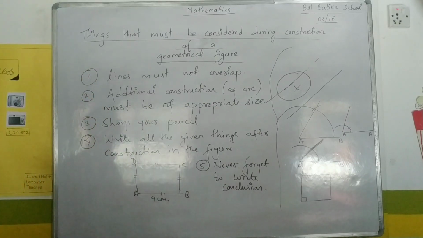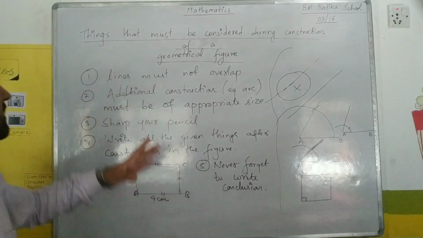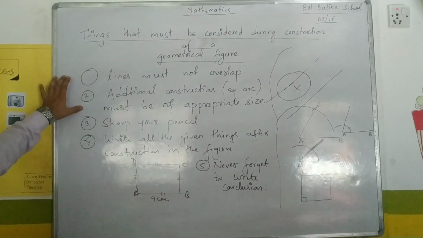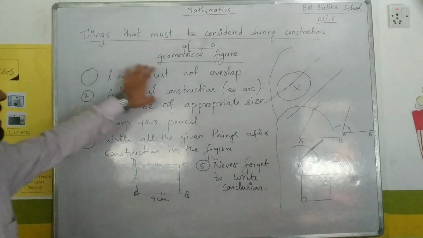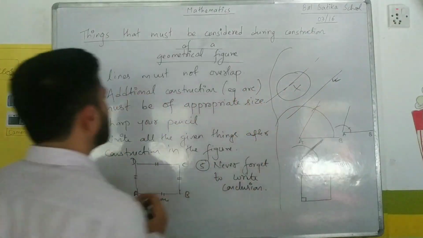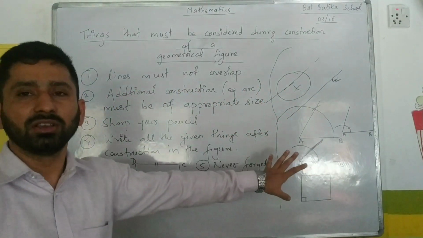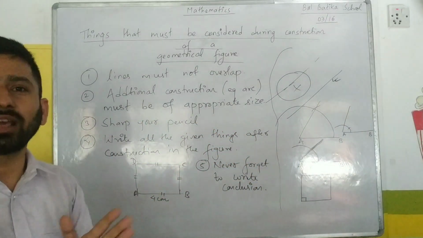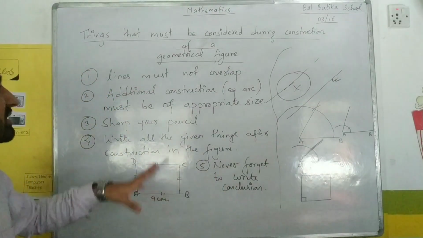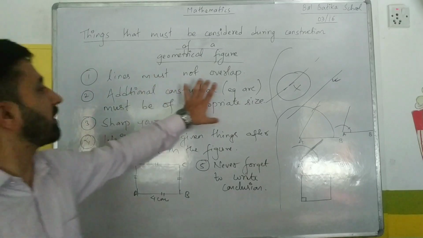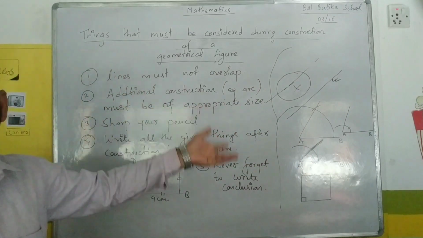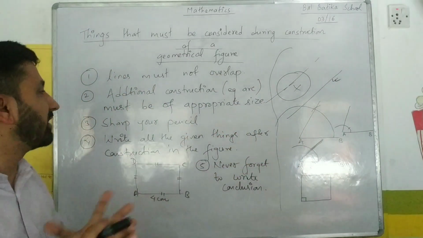Okay, that means in today's video we discussed what are the things that have to be taken into consideration while doing construction of a geometrical figure. The first, lines must not overlap. Perfect example, this is fine, isn't it? Second one is, if we have additional construction, that means not a major construction, like construction of an arc or of a perpendicular line, which may be needed but is not asked by the question, those types of additional construction must be of appropriate size, so that after final construction it will be neat and clear.